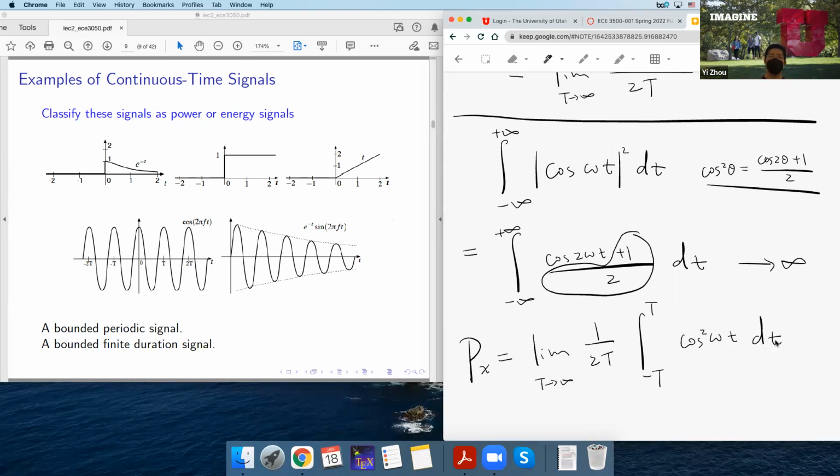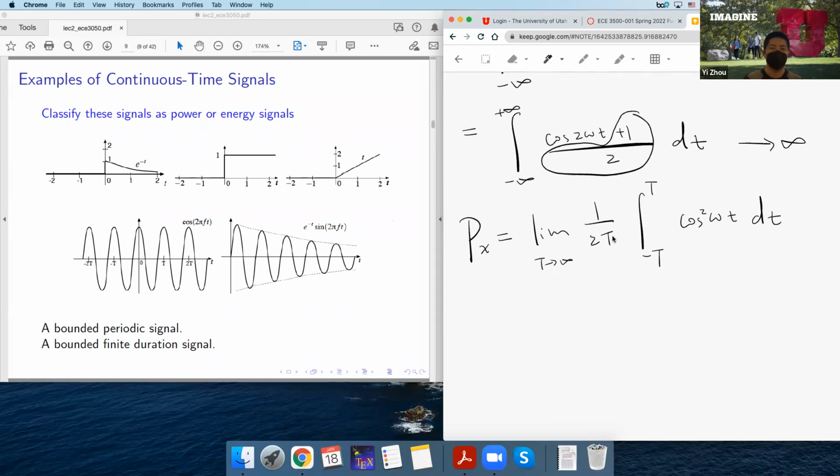Right, so this is the definition of power. And for simplicity, naturally, we can just look at one period. So it's negative pi to pi.